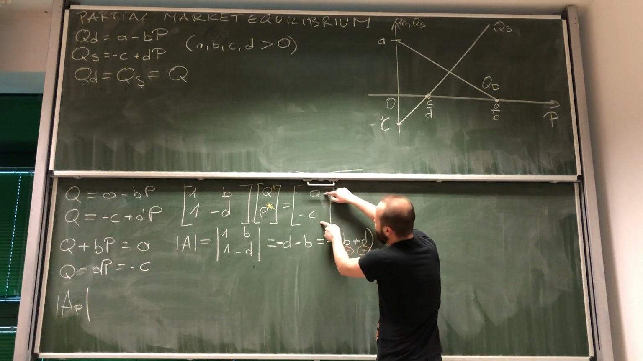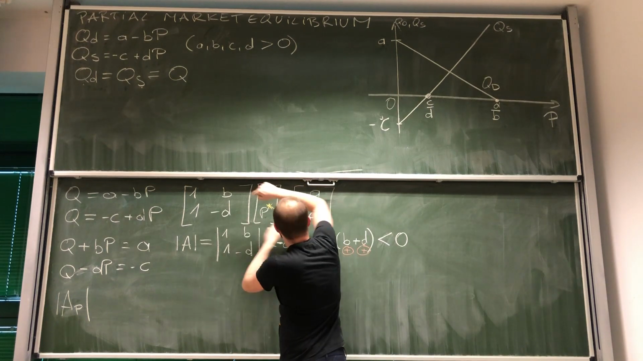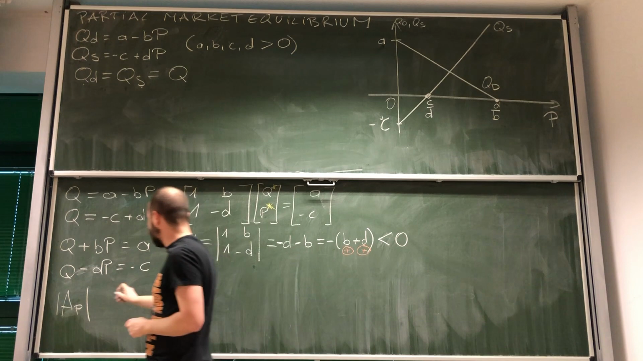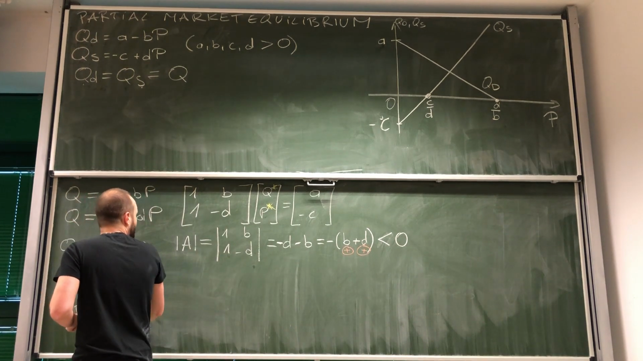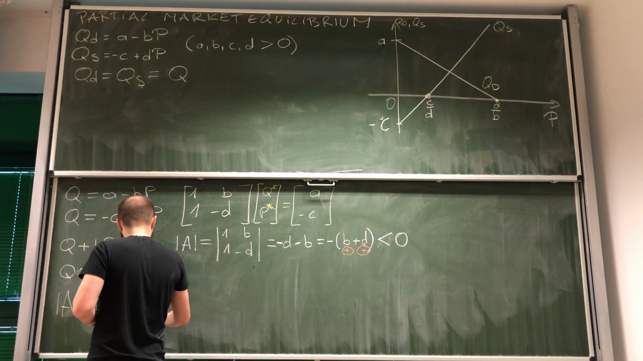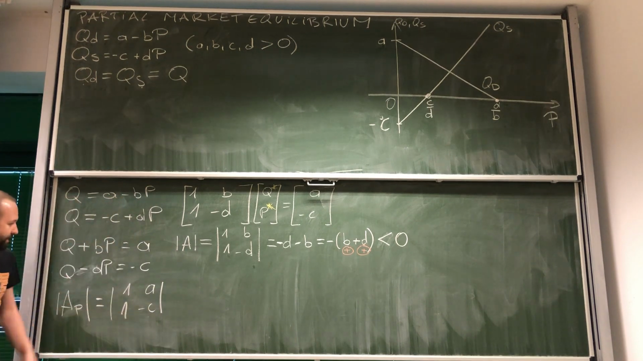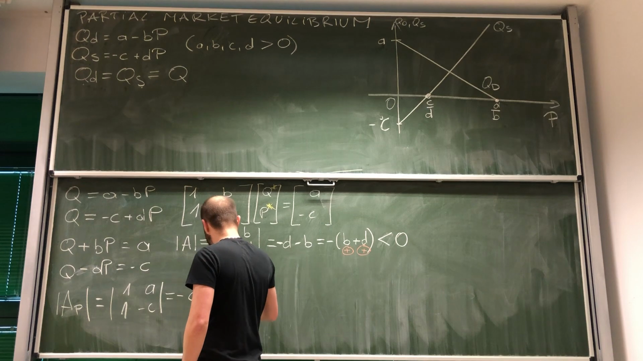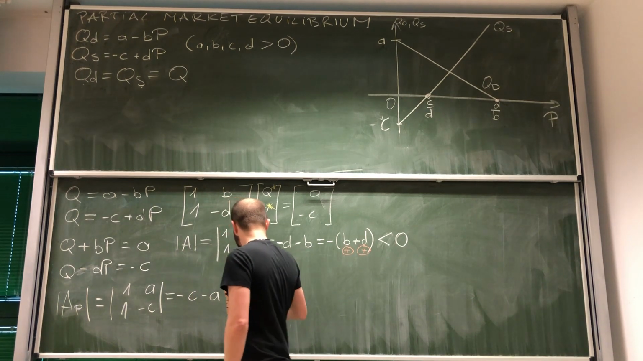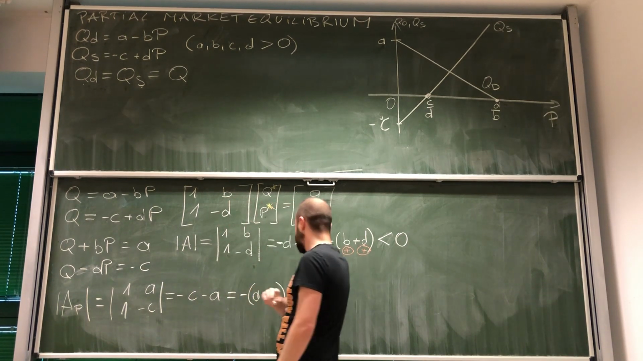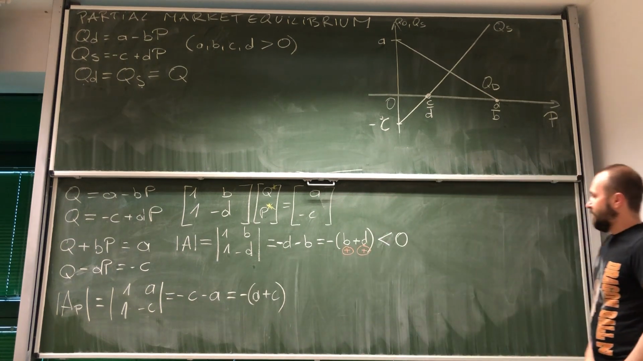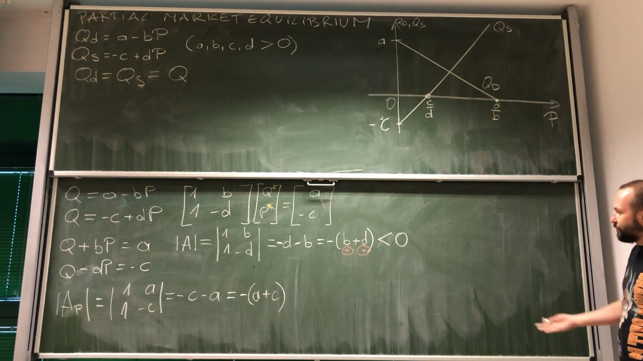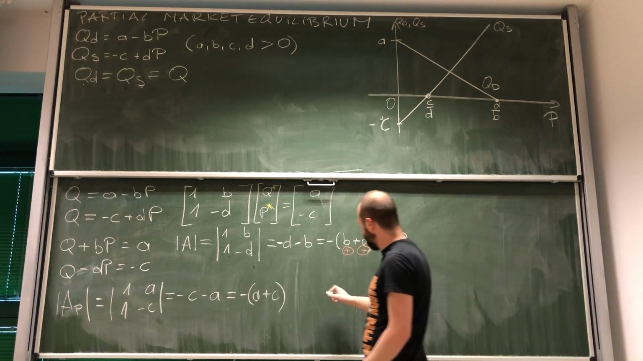So I'm taking this column, this vector, and I'm replacing the first column of this matrix. So I'm getting that this is 1, 1, A minus C. After calculation, we are getting that this is negative C minus A, or negative A plus C. Okay, and from that, we can get equilibrium price.